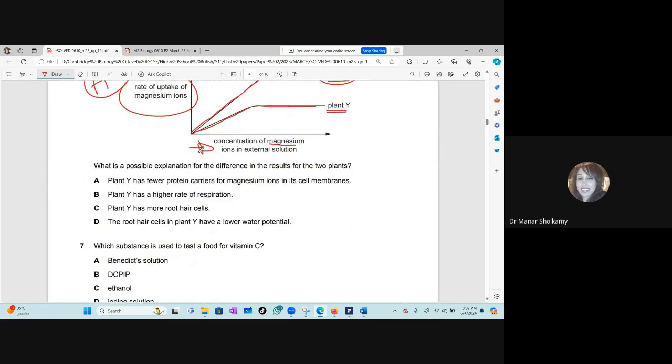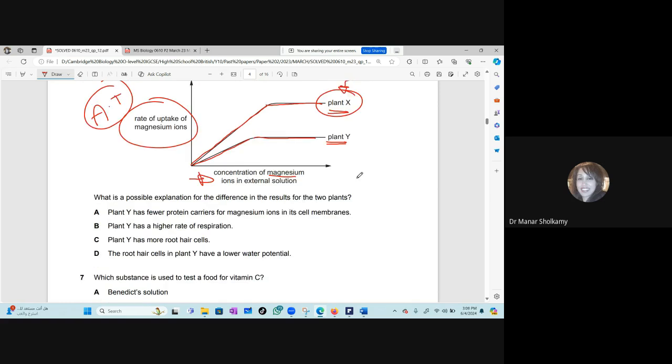Let me zoom in. Plant Y has fewer protein carriers for the magnesium in its cell membrane. Is this correct? Does plant Y have fewer protein carriers? What do you think? Yes or no? Yes.